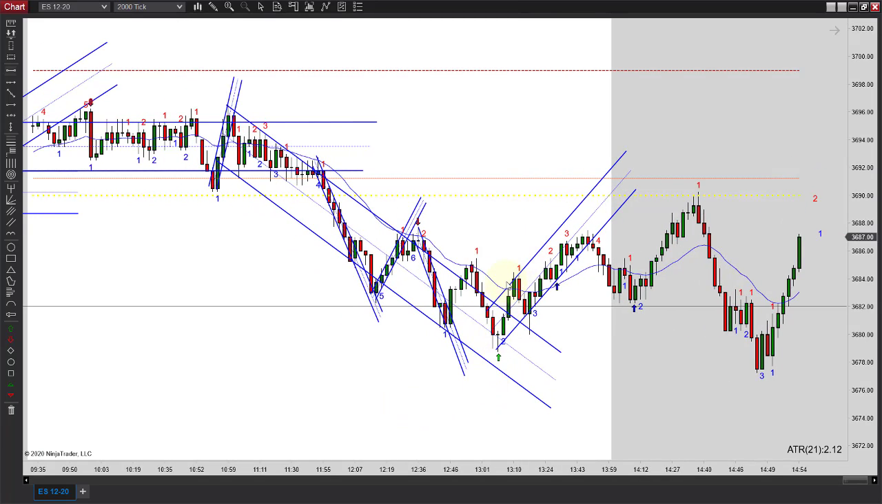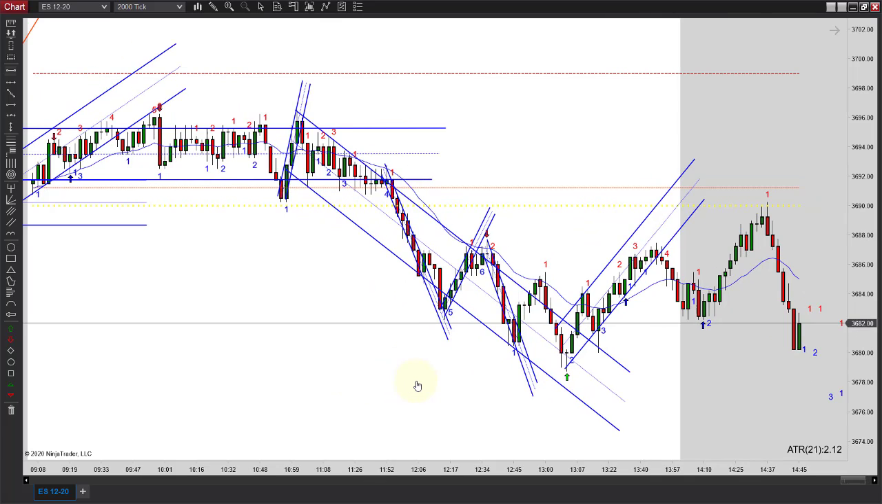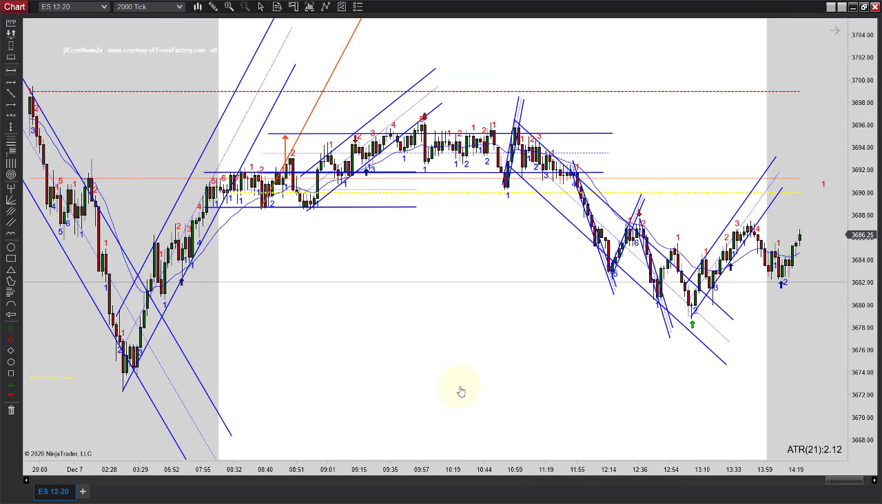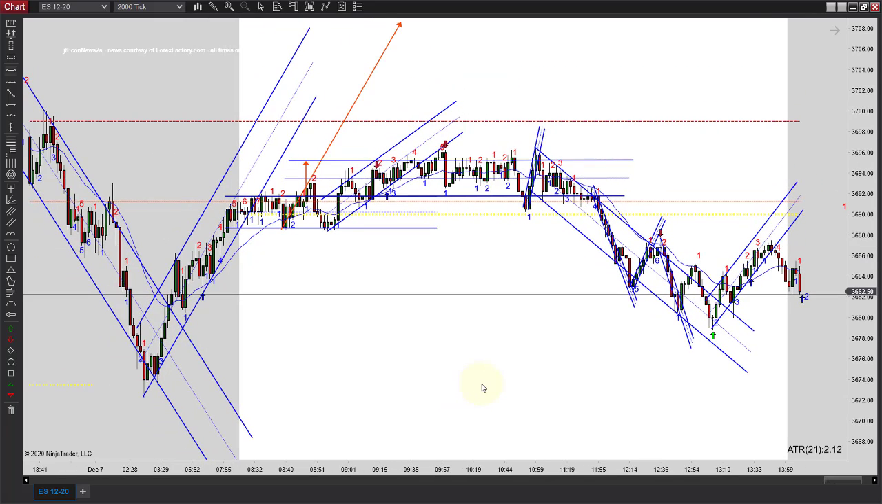Look how far away from the EMA it is. We're looking for a possible reversal here as well. So that's why I marked it green. But anyway, I just want to mention that. Keep an eye out for that.